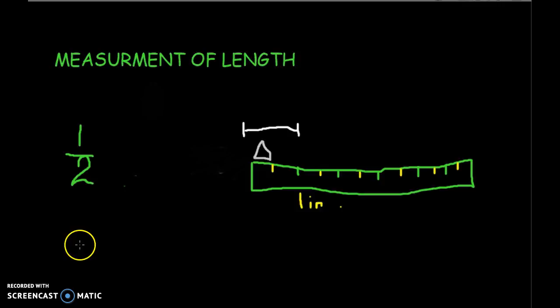Another way that we can look at fractions is as a measure of length. So this 1 half would actually be the measure of the triangle. As we can see, this is 1 inch, this whole space here, but the triangle is 1 half of that space. So this triangle's length is 1 half inches.